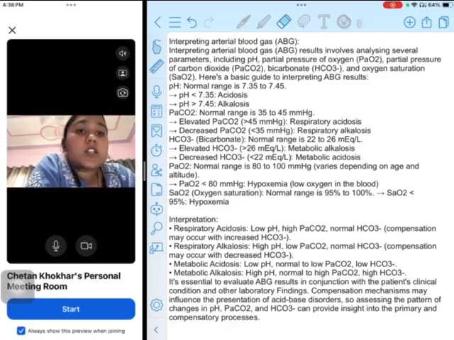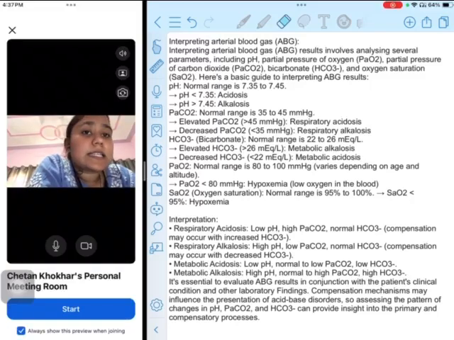Okay, so if the PaCO2 level is more than 45, it indicates acidosis, respiratory acidosis, and if it is less than 35, it indicates respiratory alkalosis. For example, in the ABG which I gave you, the pH was 7.12 and the PCO2 was 15.8. So what does it indicate? It indicates respiratory acidosis. The CO2 indicates the respiratory system.